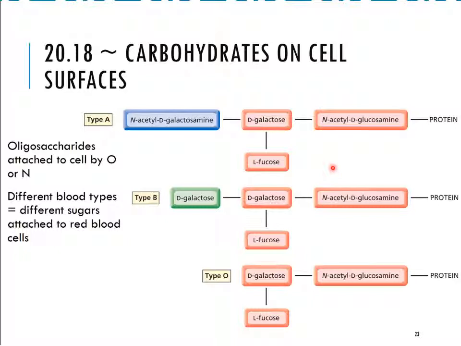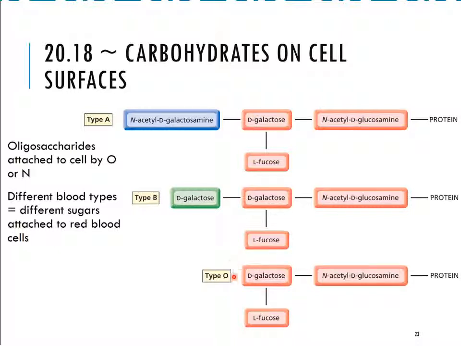Sugar types are what determine what type of blood type you have. And so we have oligosaccharides, somewhere between 3 and 10 carbohydrates that are attached to the oxygens or the nitrogens on the cell walls of red blood cells. And so if you have type A or type B or type O blood, these are the specific sugars that are going to be attached to your blood cells.